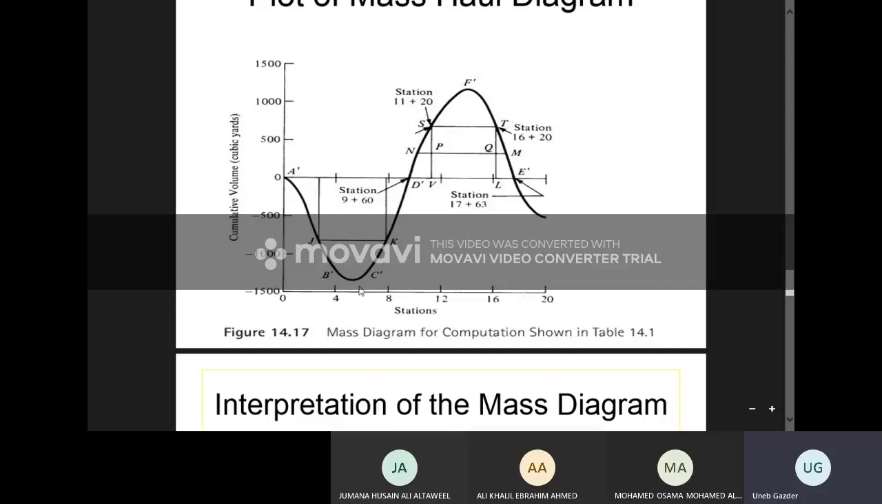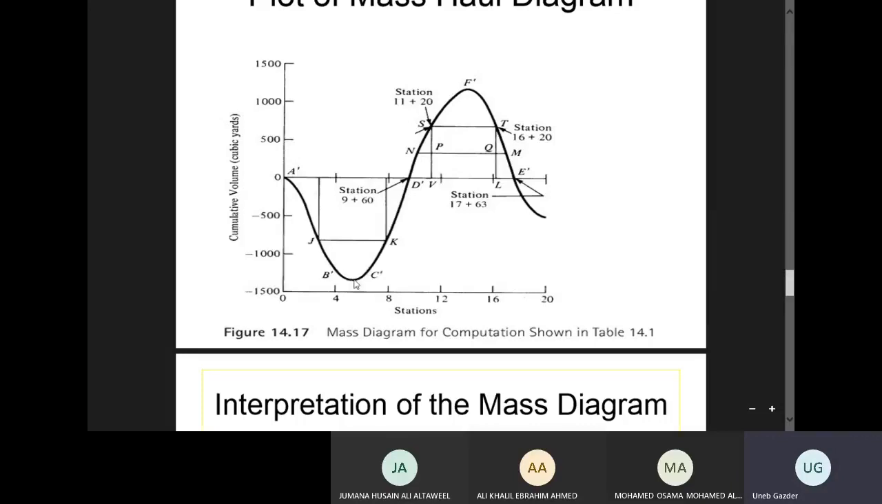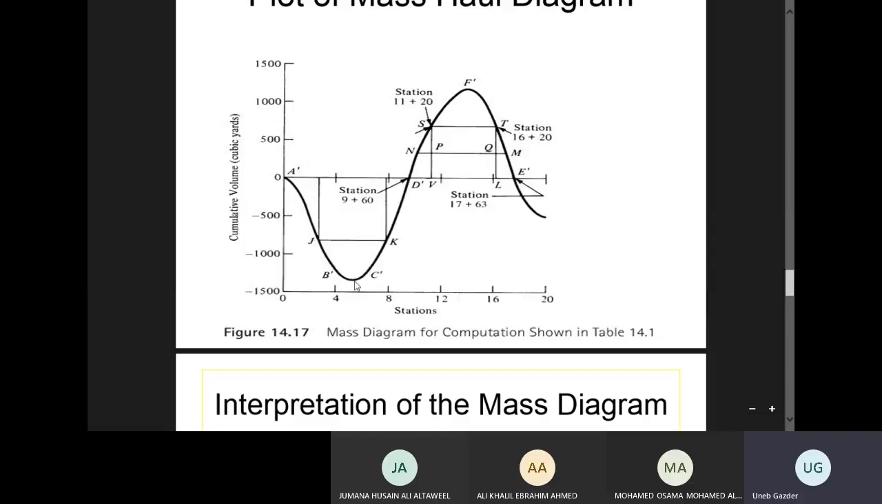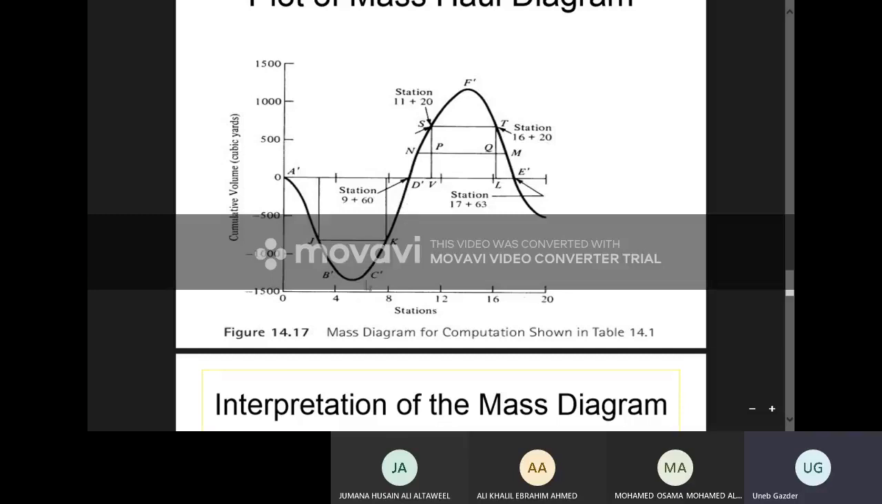And similarly, when you reach the minimum point on the diagram, before the point, what was happening? It was coming down. So these were the fill sections. After this point, it started going up. So when it starts going up, these are the cut sections. So the minimum point is the end of fill and the start of cut.